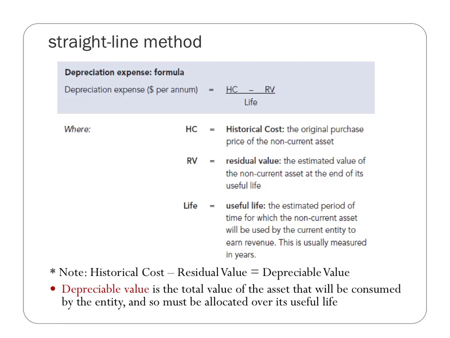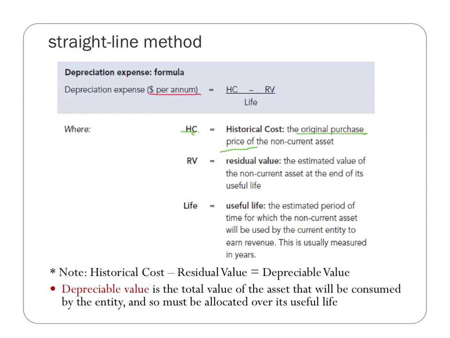All right, let's have a look at the formula for calculating depreciation expense. Depreciation expense, the dollar amount per annum, is going to be calculated by historical cost, HC, minus RV, the residual value, divided by life, its useful life. Let's have a closer look at each of the elements here. Historical cost just means the original purchase price of the non-current asset.